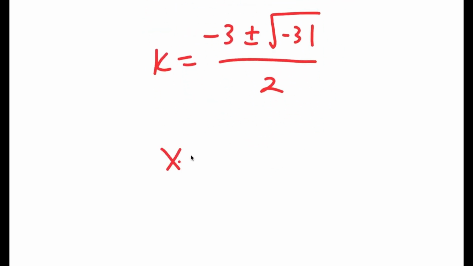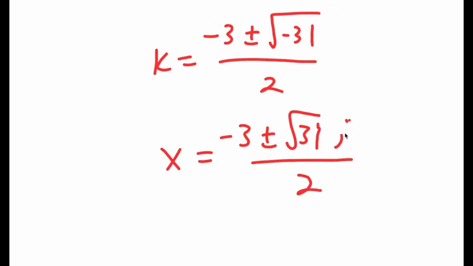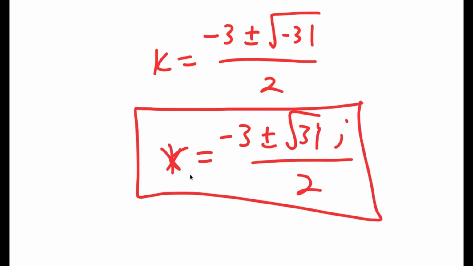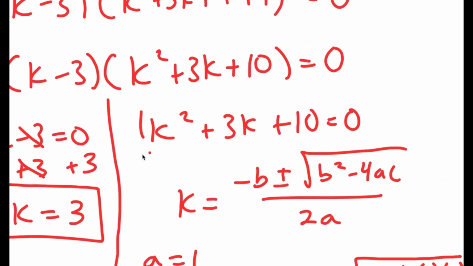And I can rewrite this as negative 3 plus or minus the square root of 31 i over 2, because i is equal to the square root of negative 1. So this is 2 more solutions of k. So these are my 3 solutions.